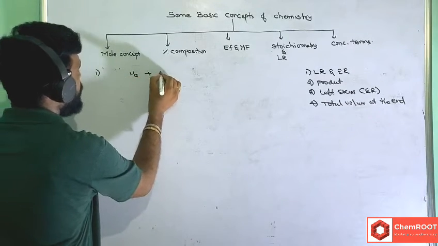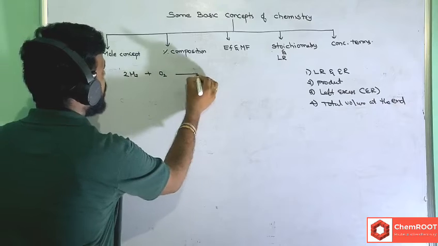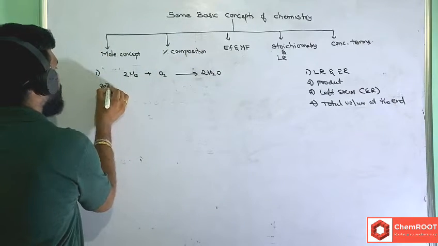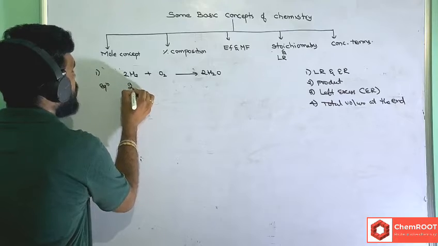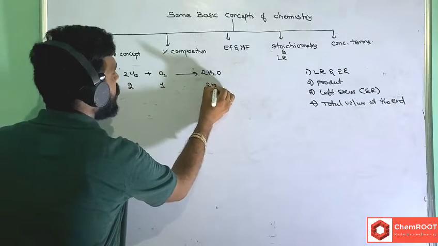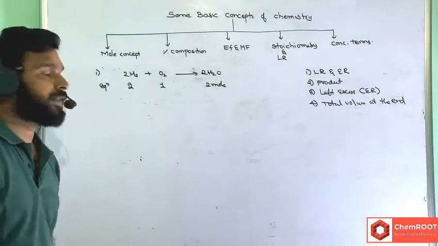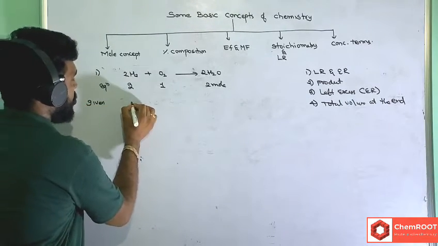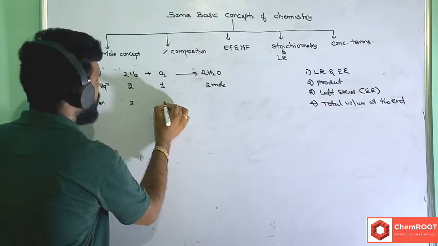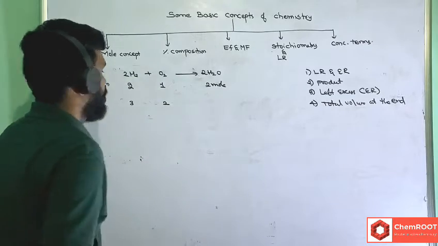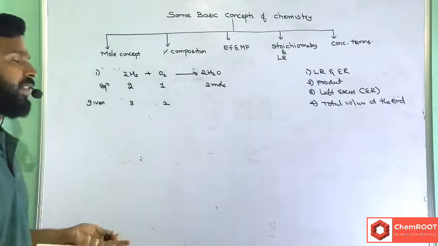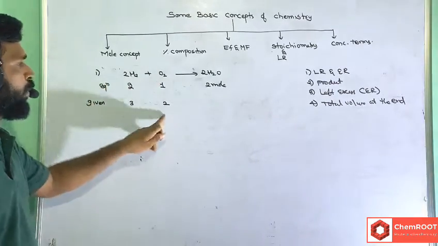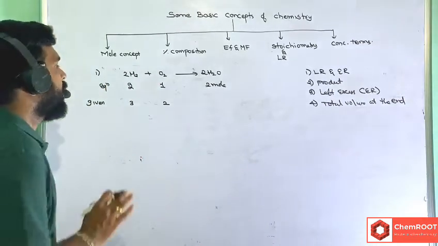Suppose I am taking H2 and O2 giving 2H2O. It is a simple one. From the equation, what information are we given? 2 moles of H2 react with 1 mole of O2 and give 2 moles of H2O. Right? Now, in the problem, they will give maybe 3 moles or 2 moles. Like that, they give 3 moles, 2 moles, or they will give it in terms of mass. This 3 moles means 6 grams, this 2 moles means 64 grams. Like that, they will give the information.